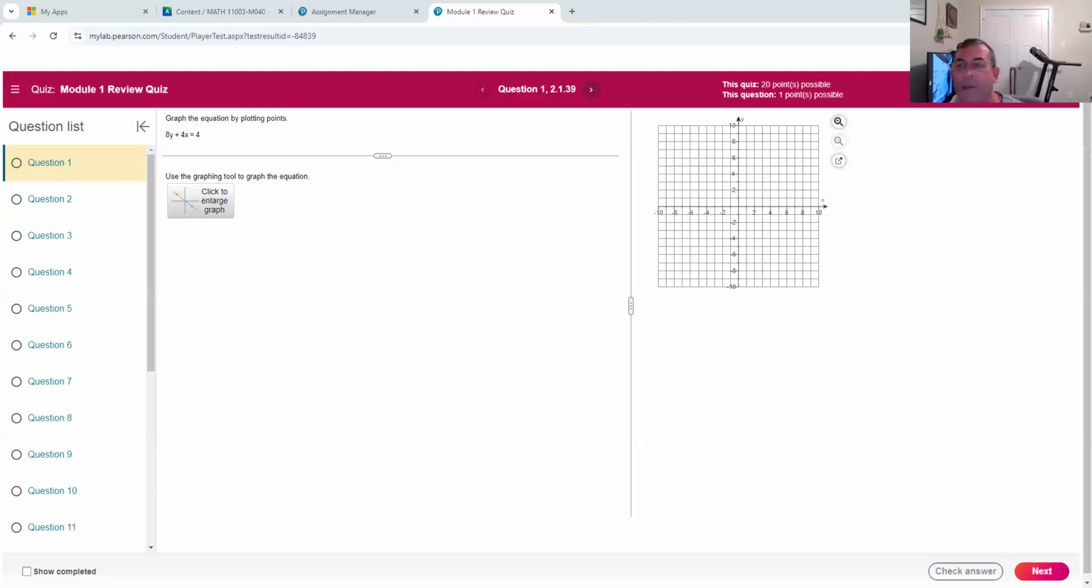I'm going to be going through Math Lab to do the test, doing the problems that involve graphing. Question one wants us to graph the equation by plotting points: 8y plus 4x equals 4. Let me go solve this, and then we'll come back and I'll show you how to graph this.